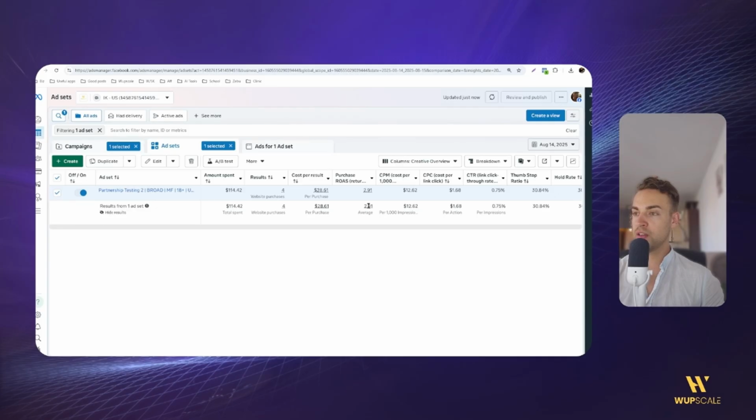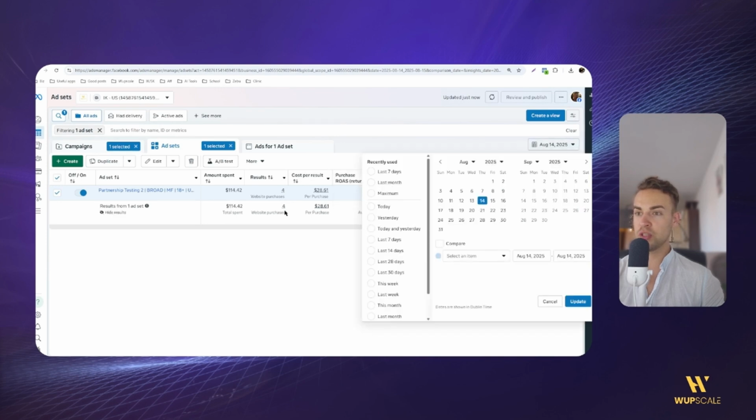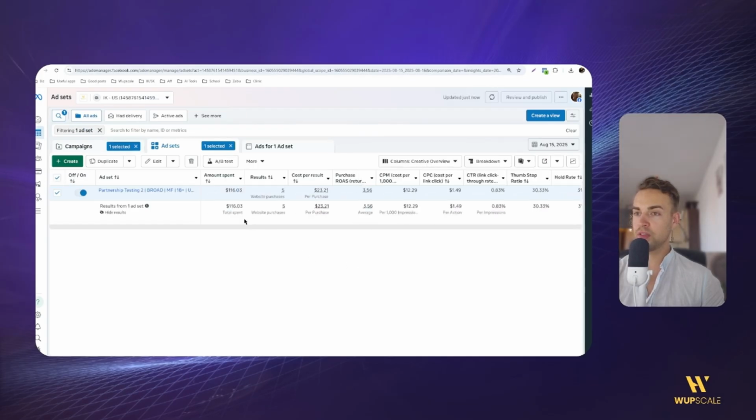So I already had almost a 3x day, but only 4 purchases. And you see, I was not really spending the full budget, only $110. But the next day, ROAS improved, spend remained the same, but we were just getting lower and lower cost per purchase.